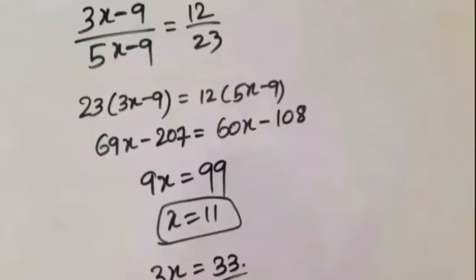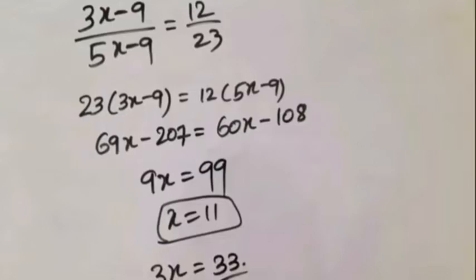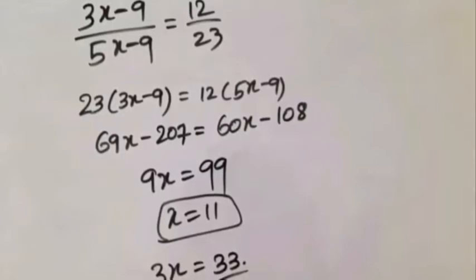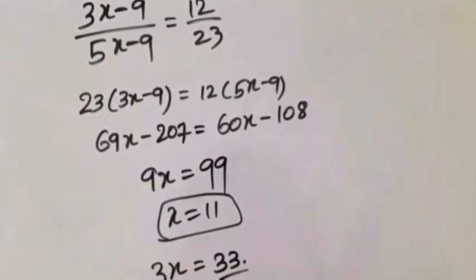Okay, so let's take 3x and 5x. 3x minus 9 by 5x minus 9. So the new ratio is 12 by 23. If you do the calculation, x is going to be 11.